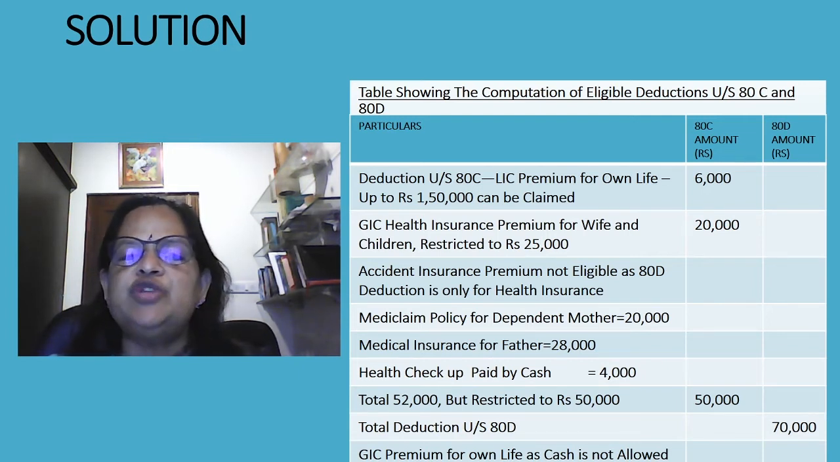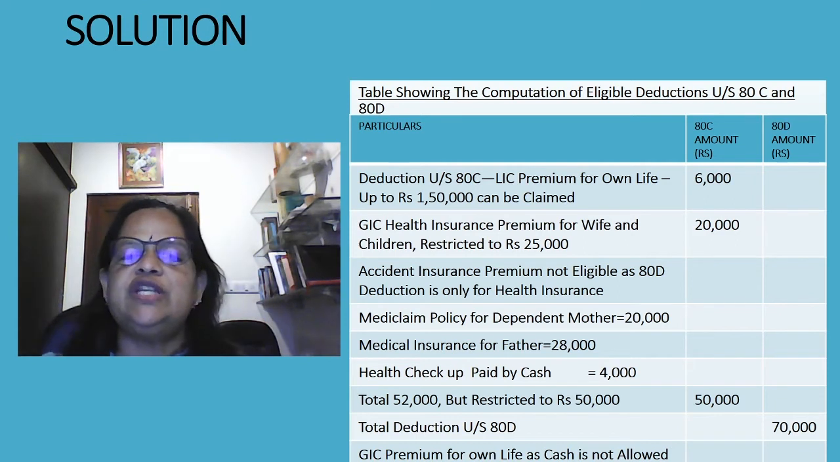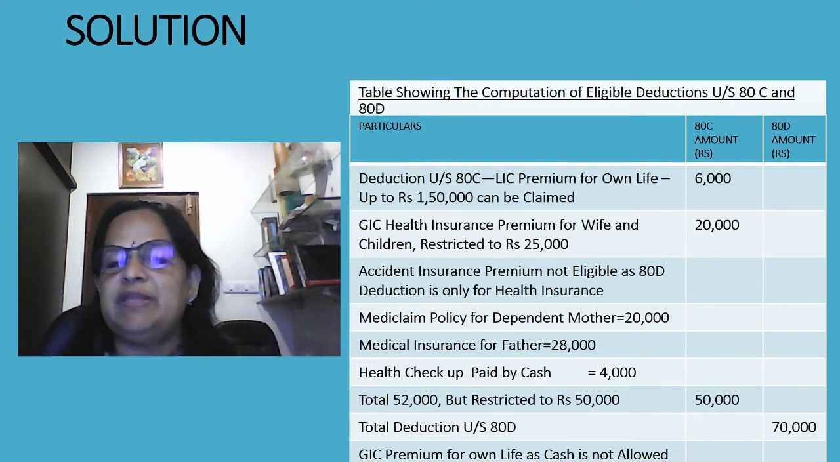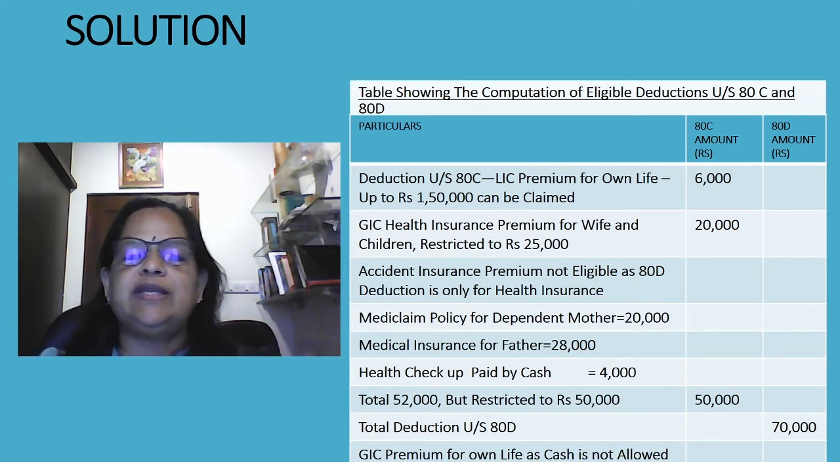Now, accident insurance premium is not eligible as 80D deduction, because 80D is only for health insurance. I told you that accident insurance premium is not eligible. Mediclaim policy for dependent mother. You have to see that the individual has contributed 20,000. Now for parents he can bring up to 50,000.